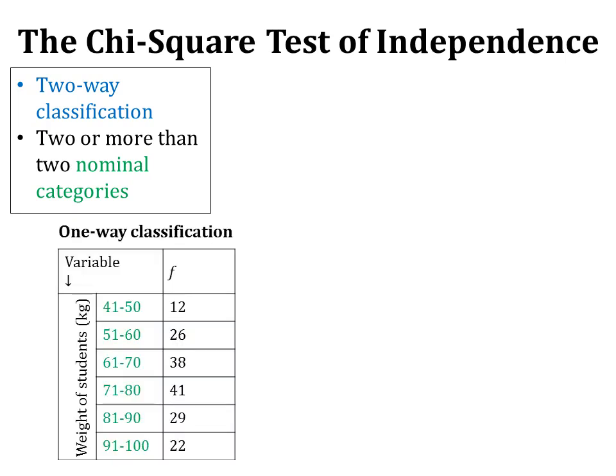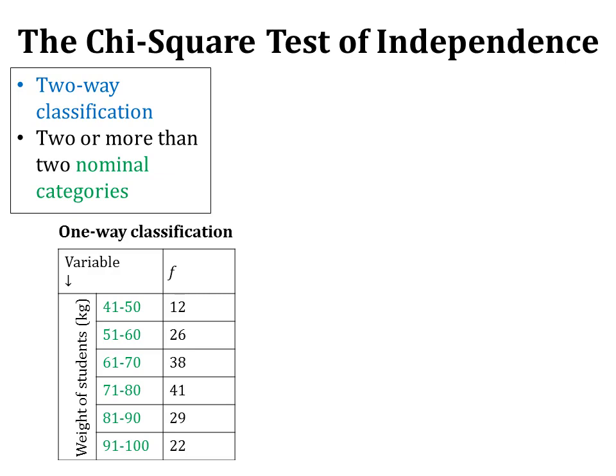Now let's take another example to understand the concept of the two-way classification and a contingency table. So this is a one-way classification in which the weight of students is measured, and there are 6 classes of the range of the weight of students. And then there are frequencies, that is the number of students having a weight between 41 and 50 kilograms, and then 26 is the number of students having weight between 51 and 60 kilograms, and so on.